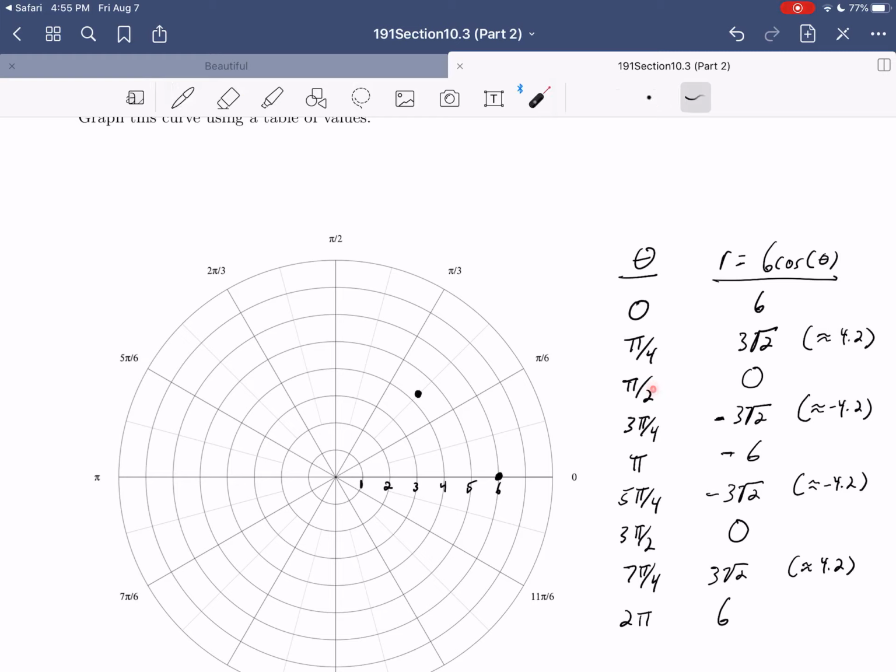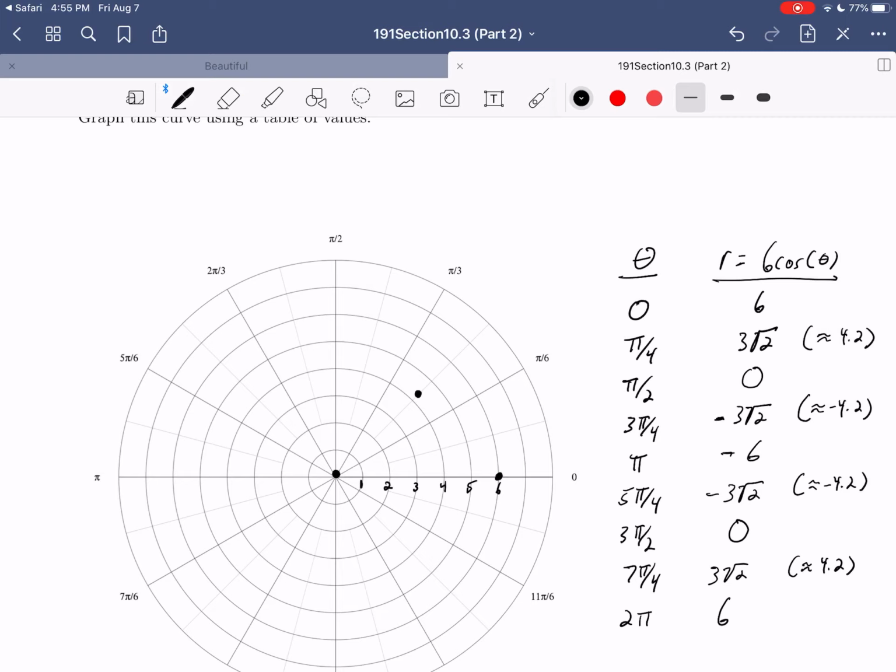And then pi over 2, which means we're looking straight up the y-axis, we have a radius of 0. Now, what does it mean to have a radius of 0? Well, whenever you have a radius of 0, which we have twice, that means you go back to the origin. Because it doesn't matter what angle you're facing, if you don't move, or you move with 0 units, you're back at the origin. So we know we should have something like that.